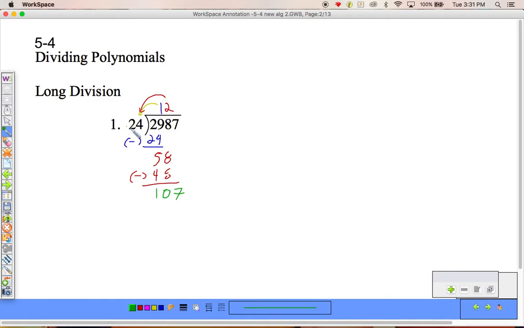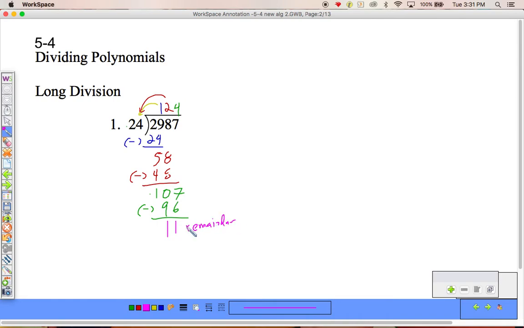How many times does 24 go into 107? We're going to say 4 times. Some of you guys may have to think a little bit more. As long as we can get there, it doesn't matter. So 4 times 24 is 96. I subtract, and I get an 11 at the bottom. This is my remainder.